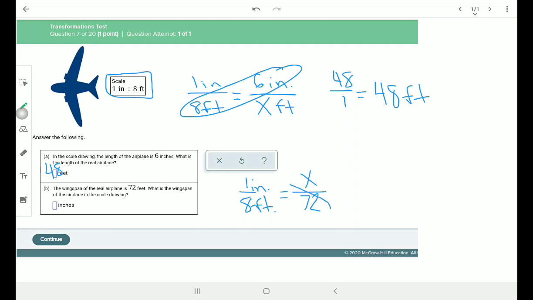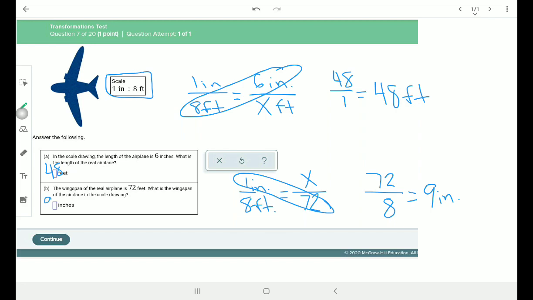So same thing. We multiply across and divide by what's left. So 72 times 1 is 72. And then we divide by 8, and then 72 divided by 8 will give us our answer of 9. So that would be 9 inches.